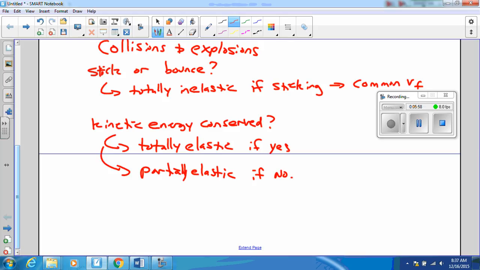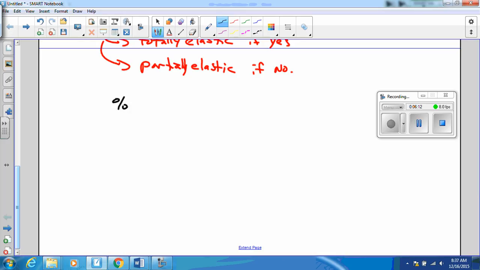Okay, and one of the things that we like to do, other than find final velocity, was to find the percentage of kinetic energy lost. So that was a common thing. And so one of the computations that we want to be able to handle is percent K lost. And we computed that as delta K over K times 100%. That's the K initial, right? Delta K would be... Oh, K initial, yeah.